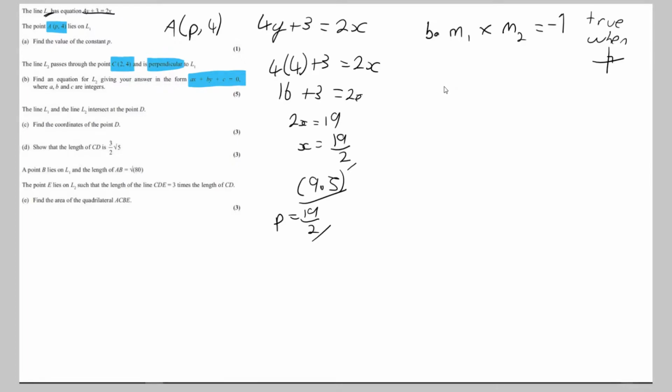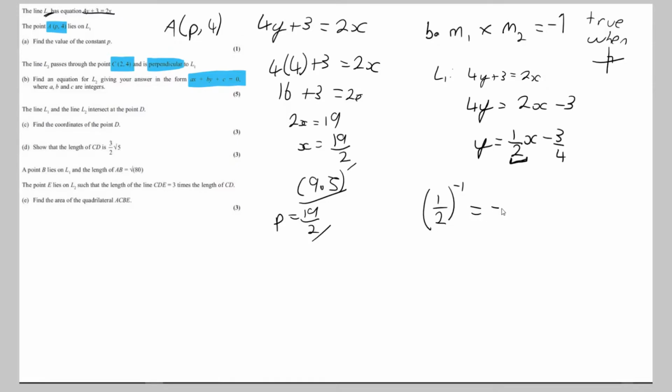Okay, so I'm going to take L1 and rearrange it into the form y equals so we can get the gradient. So L1 is 4y plus 3 equals 2x, and I'm going to rearrange so that we have a y equals form so we can work out the gradient. It shouldn't be too hard. I do have a video on rearranging. If you're a bit unsure, you can go check that one out. Okay, so we have the gradient, which is the coefficient of x here, and that is a half. So let's take the negative reciprocal of a half, and that turns out to be minus 2. Flip the fraction, add a negative sign.